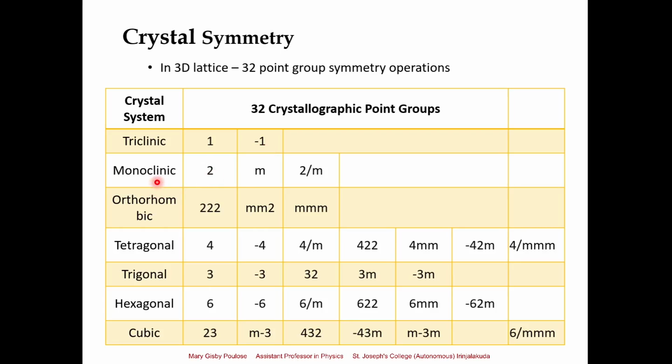Now for the monoclinic system, we have a two-fold rotation axis. We have a reflection plane. We have a combination of two-fold rotation axis and reflection along a plane perpendicular to the rotation axis. This bar represents that the reflection plane is perpendicular to the axis of rotation. So likewise, we have 32 point groups.